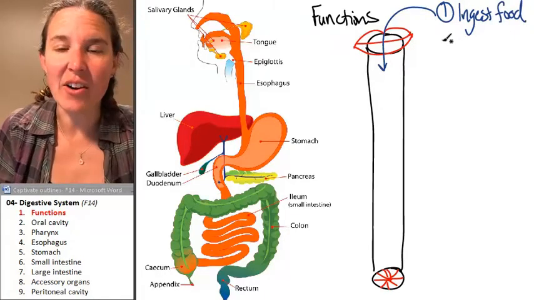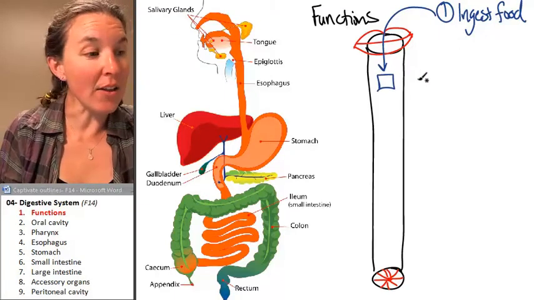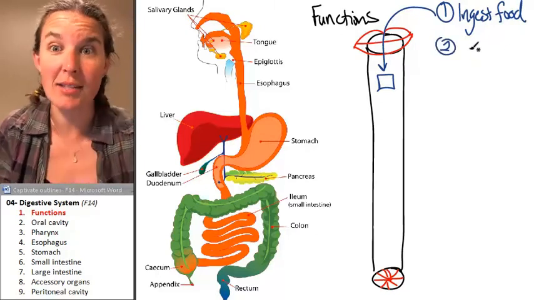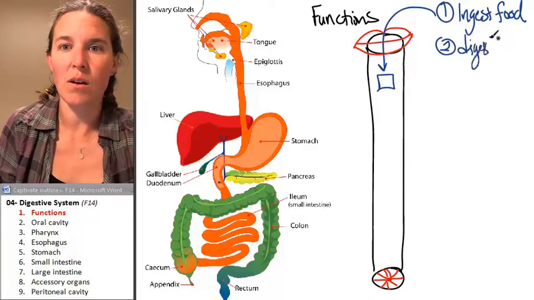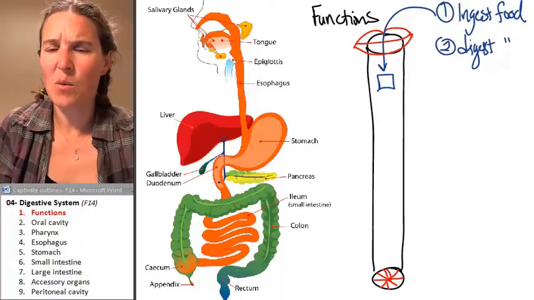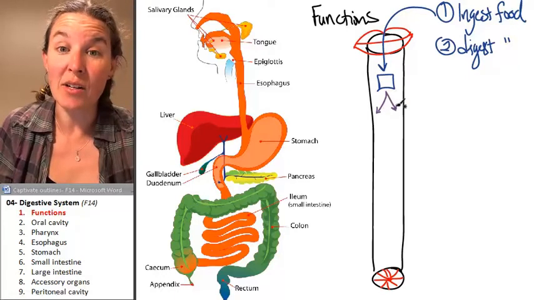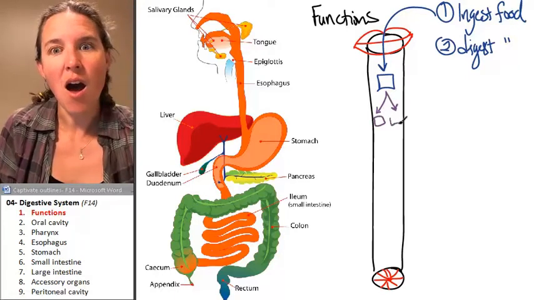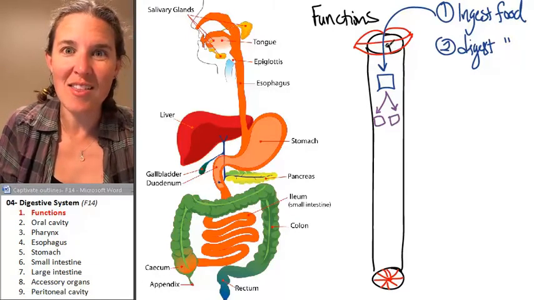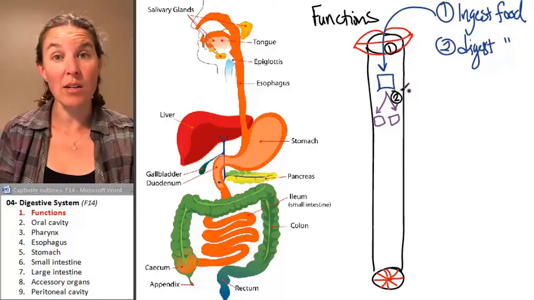Another function. I have to draw you a piece of food that came in. Another function of the digestive system is to digest the food. What is digestion? Well, basically, when you digest something, you break it down into littler parts. Look, I'm even going to label these. Ingestion, this was number 1. Digestion, this was number 2. I broke it down into pieces.